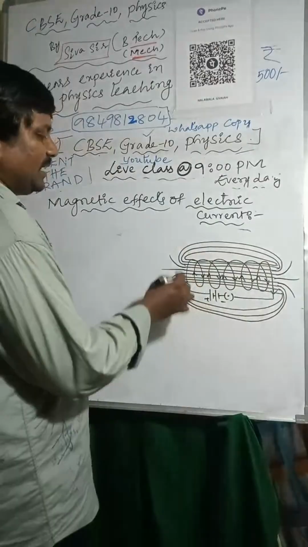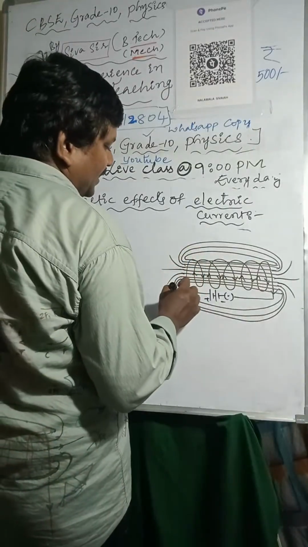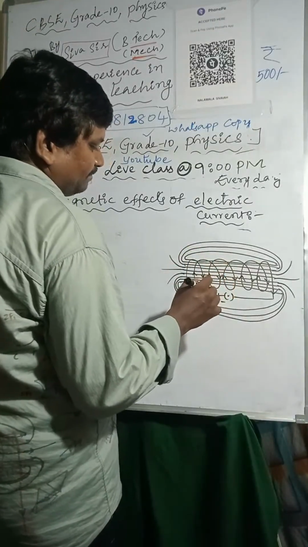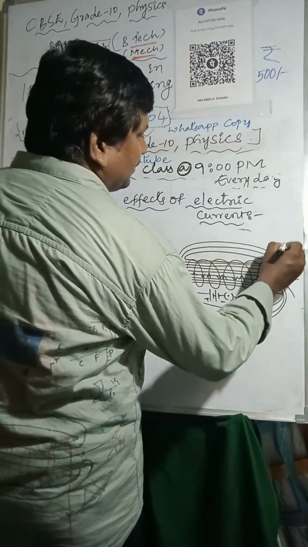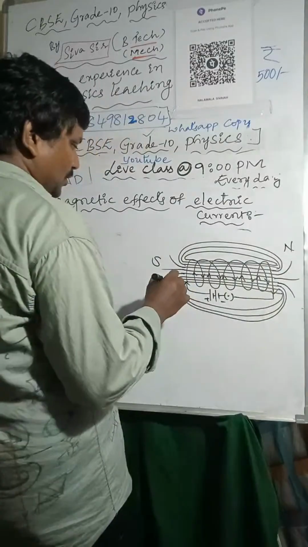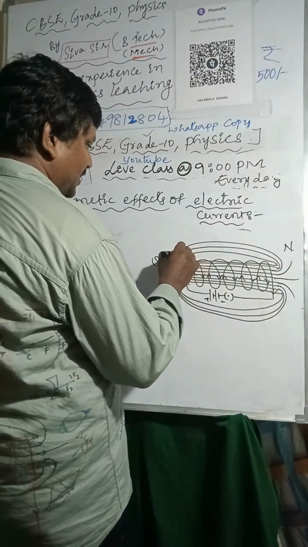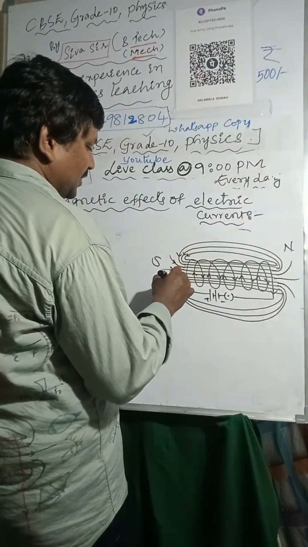So I'm considering current is passing here, current is passing like this. So this I'm considering south. This I'm considering north. So current is passing, and the magnetic field also will move towards this point.